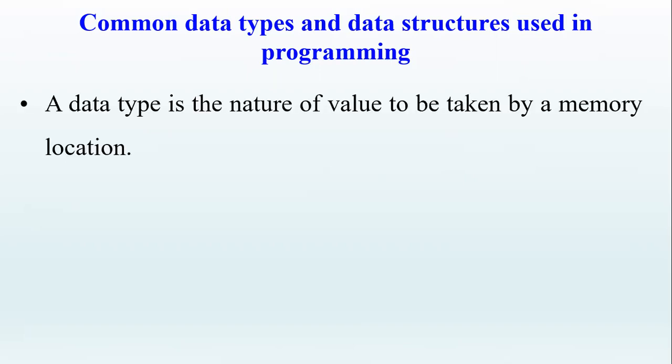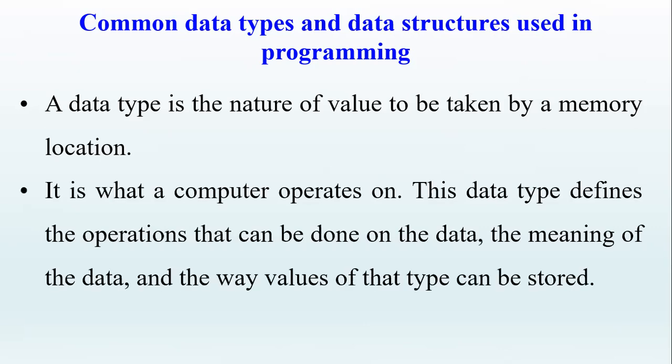A data type is the nature of value to be taken by a memory location. It is what a computer operates on. This data type defines the operations that can be done on the data, the meaning of the data, and the way values of that type can be stored.